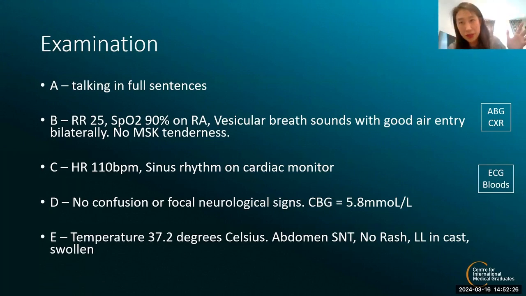So A, patient is talking in full sentences. In this situation, respiratory rate was 25, SATs were 90% on room air. Vesicular breath sounds with good air entry bilaterally, and there was no tenderness. I don't know if anyone mentioned, sometimes you get pleuritic pain because of muscular things, but in this case there was no musculoskeletal tenderness. Heart rate 110. It was sinus rhythm on the cardiac monitor. Patient was not confused. No focal neurological signs. Blood sugar is as seen. Temperature was 37.2. There was no abdominal tenderness. No rash. The left leg was in a cast, and you noted that the left leg was quite swollen.